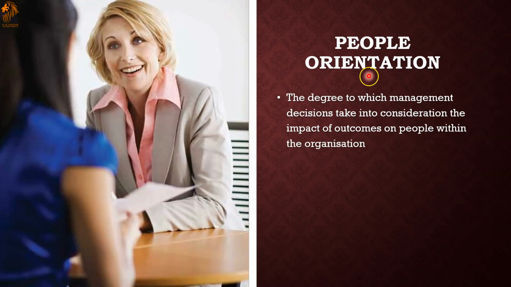The last one is people orientation, the 10th point, the degree to which management decisions take into consideration the impact of outcomes on people within the organization. So this is the level at which one decision can affect the whole organization. They should think about which kind of people, which kind of background they have. According to that, the organization needs to take a decision. So that is people orientation.